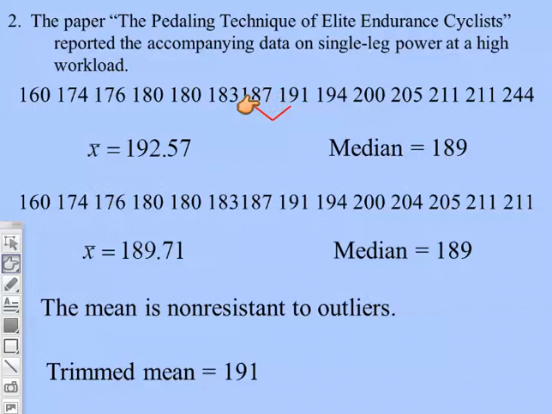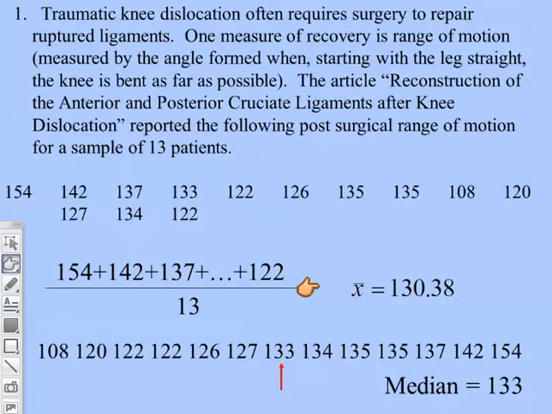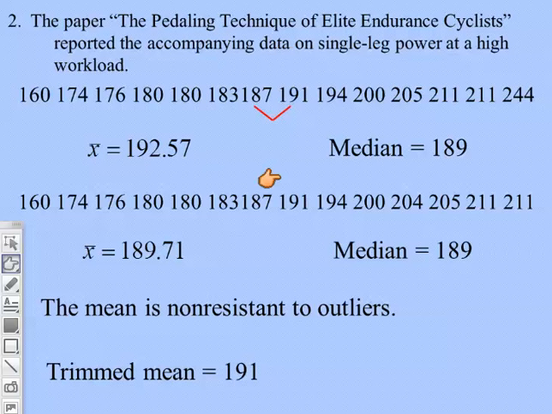And so what they had to do is add 187 and 191 together and divide by 2, and that gives them a median of 189. Yet my X bar is 192. Let's look at these two in comparison to each other. In the first one, the X bar was lower than the median. In this one, the X bar is greater than the median. What is that telling you? It must mean shifted the other way, right?